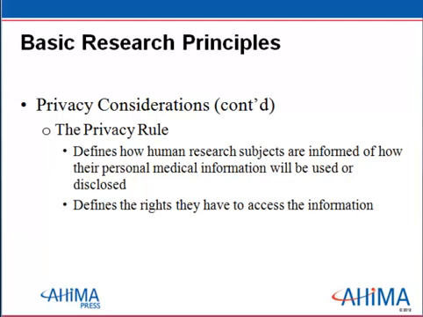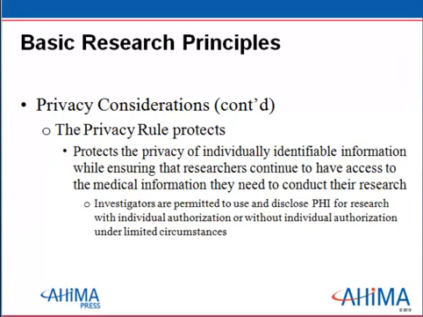The privacy rule defines the means by which human research subjects are informed of how their personal medical information will be used or disclosed. It also outlines their right to access the information. The privacy rule also protects the privacy of identifiable information while ensuring that researchers continue to have access to medical information that they need to conduct their research. Investigators are permitted to use and disclose PHI for research with individual authorization or without individual authorization under limited circumstances.